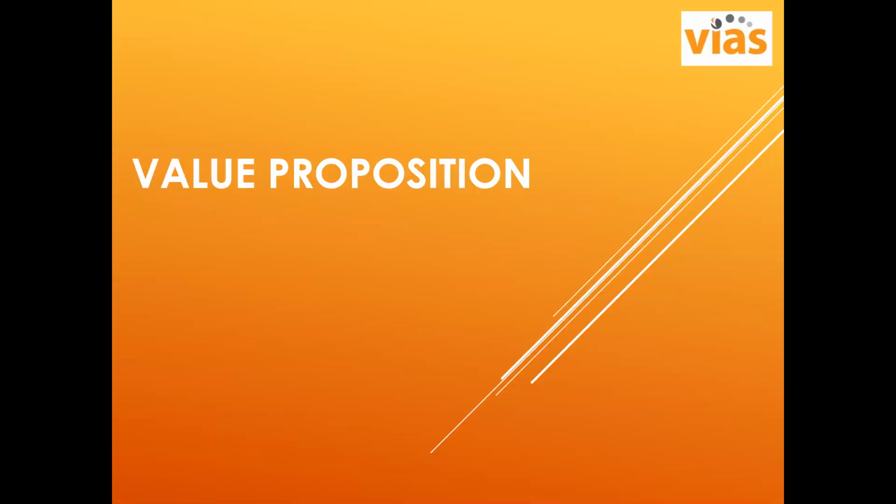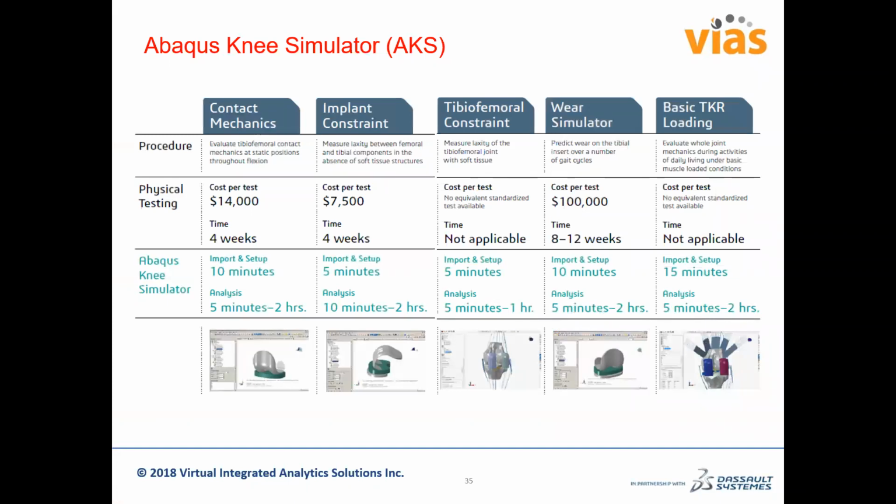Right. So I have one slide on the value proposition, where we have the comparison, it's basically the ROI which you can look into. So for example, for the contact mechanics, you can see that the workflow which in a lab can go up to 4 weeks, you can do that in AKS in almost 2 hours. Similarly, for the implant constraint, the time can be reduced from 4 weeks to, again, 2 hours.